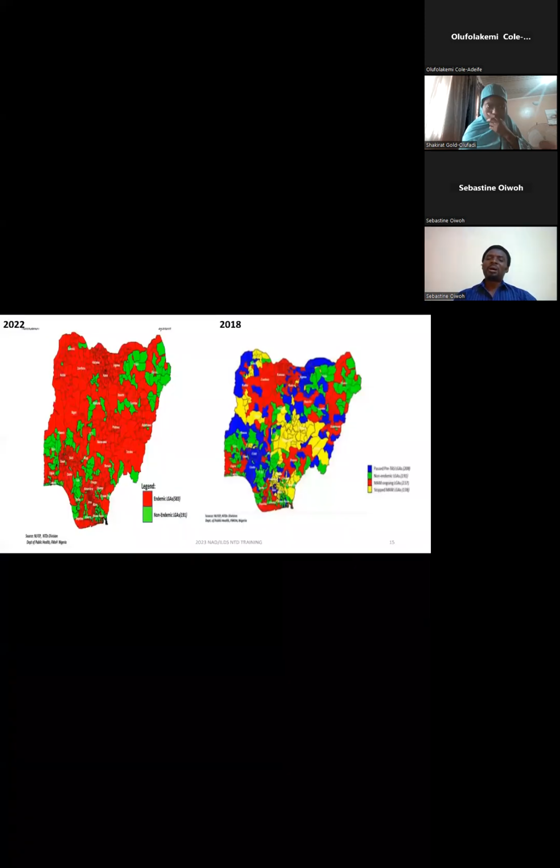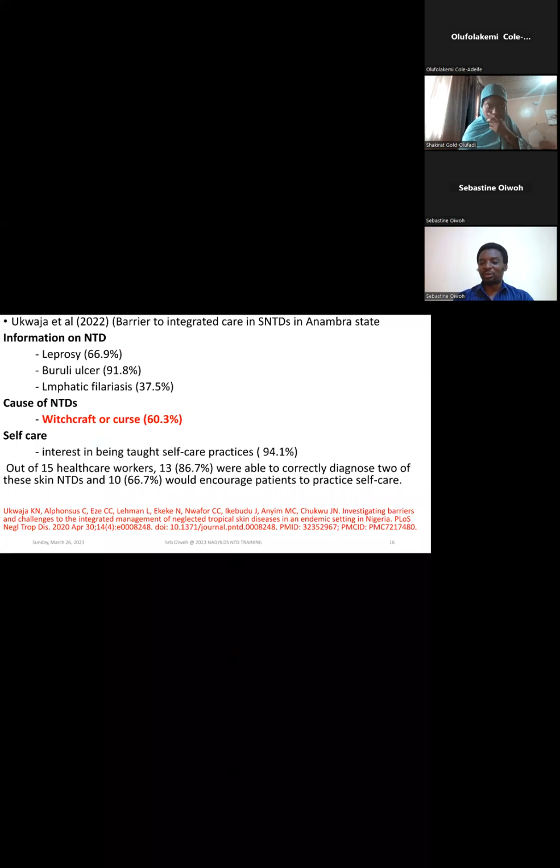So this just shows a comparison of 2018 and 2020. You would see that the red areas are the endemic areas. Interestingly, you find out that it's more from the middle belt to more of the northwest as against the south. Like for us in Edo State, Edo State is classified as one of the states that are non-endemic for LF, as you can see on that other diagram.